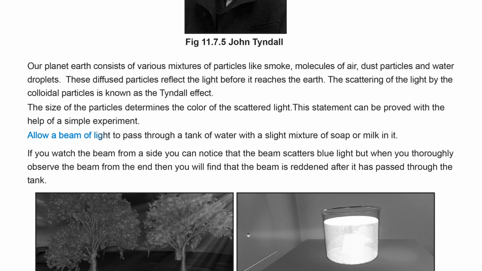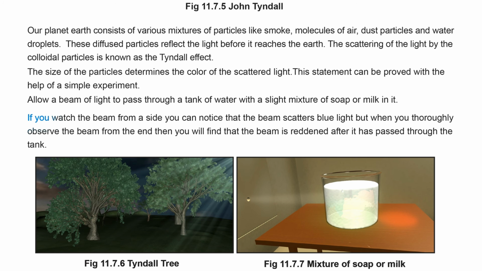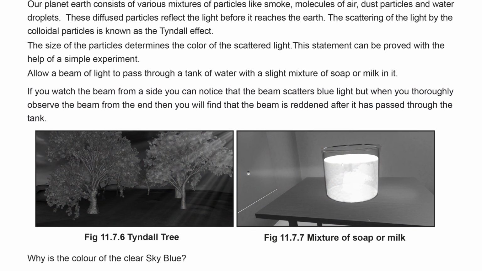Allow a beam of light to pass through a tank of water with a slight mixture of soap or milk in it. If you watch the beam from a side, you can notice that the beam scatters blue light, but when you thoroughly observe the beam from the end, then you will find that the beam is reddened after it has passed through the tank.